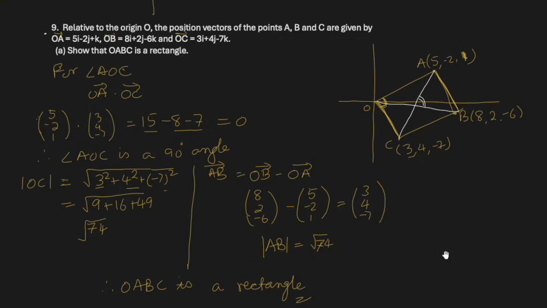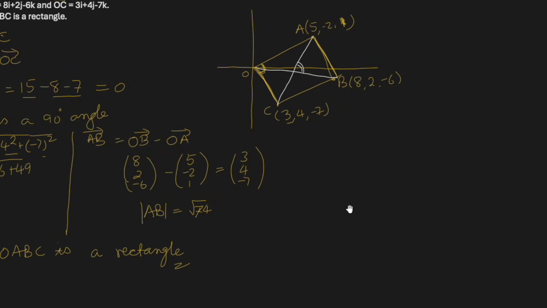For that we will need first OB, right? And it is given to us. The vector OB is 8i plus 2j minus 6k. You can write this or the column notation. This is algebraic. Now the second one, this one AC.